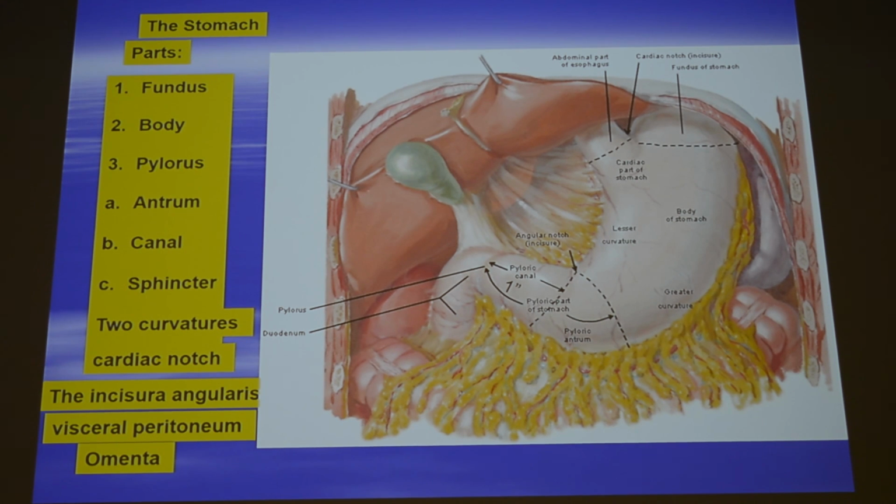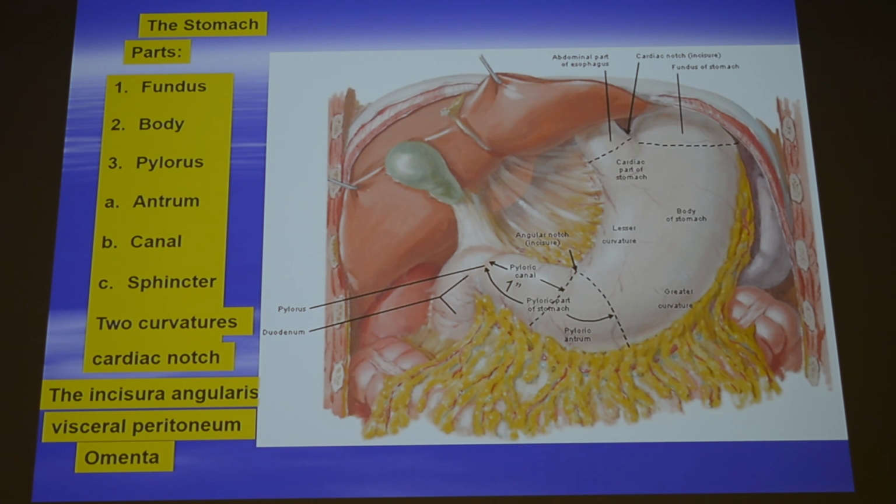Okay? Now, the visceral peritoneum covering the anterior surface of the stomach and the posterior surface of the stomach, these two layers of peritoneum will meet at the lesser curvature, and they will go together from the lesser curvature to the liver. This two-layer fold of the peritoneum is called the lesser omentum. Why did we call it lesser omentum? Because we have a greater omentum, okay?